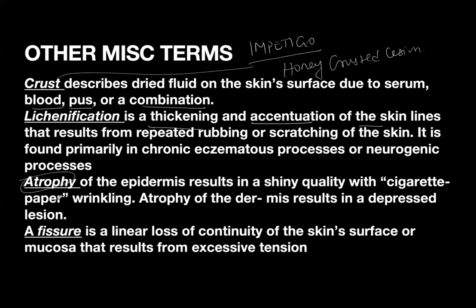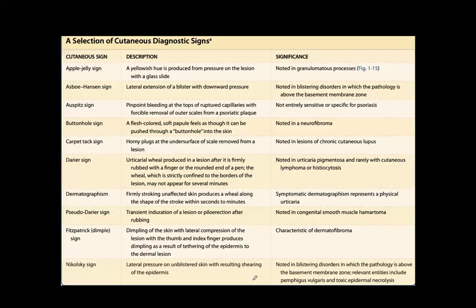Then comes atrophy. Then comes a fissure. A fissure is a linear loss of continuity of the skin surface. Okay, if this is the skin surface and the continuity is lost, it's called a fissure. Where will you get a fissure? You will get fissure in the anus. We call it an anal fissure. There are many fissuring conditions, which we will come to when we discuss the individual conditions.